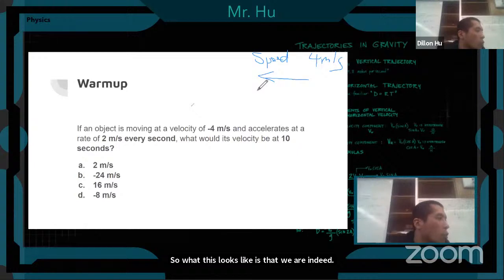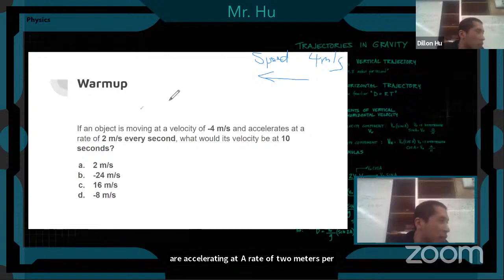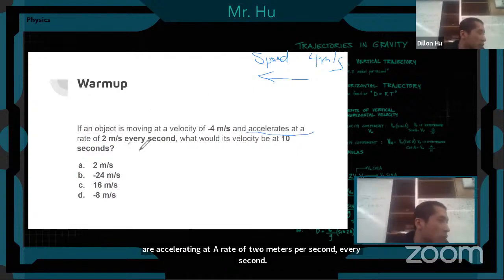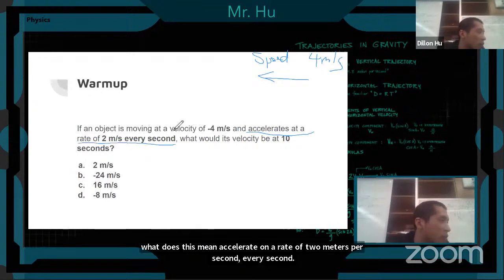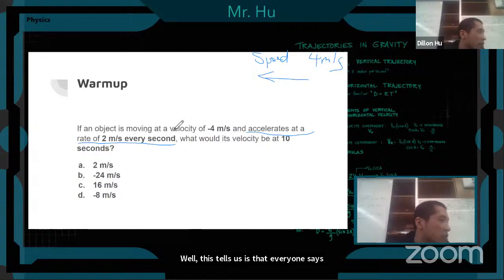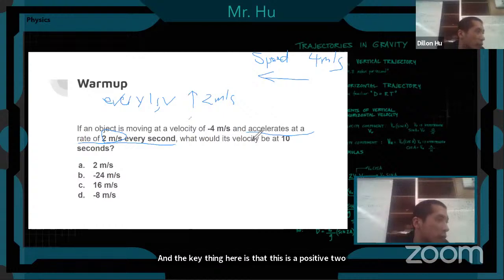Now, the second part of this question tells us that we are accelerating at a rate of 2 meters per second every second. So what does this mean? What this tells us is that every 1 second, our velocity goes up by 2 meters per second. The key thing here is that this is a positive 2 meters per second, which means that our velocity is going to be increasing by 2 meters per second.